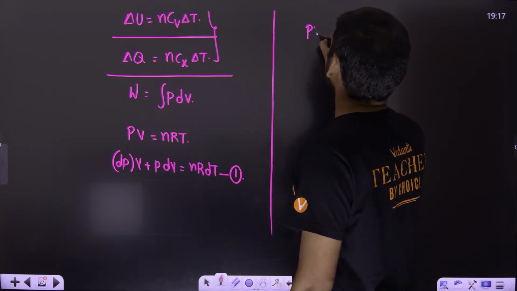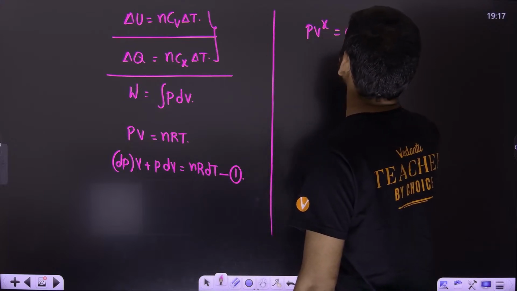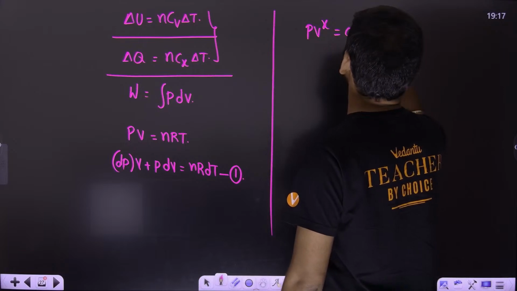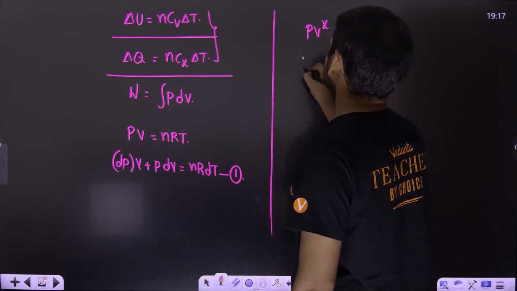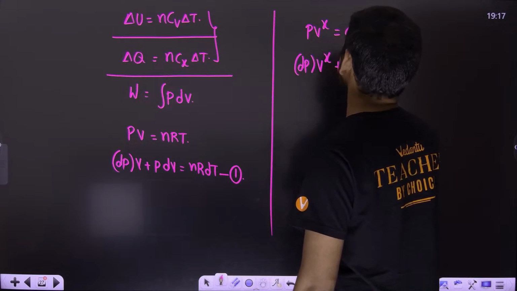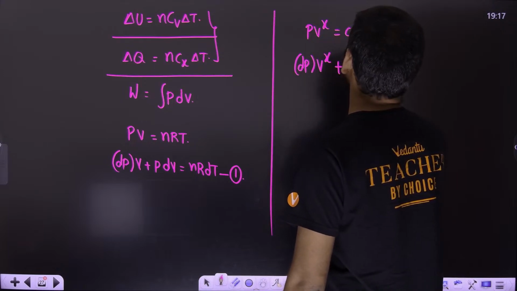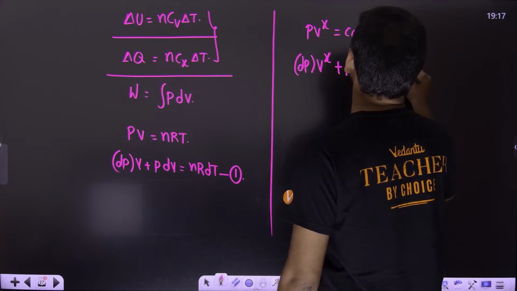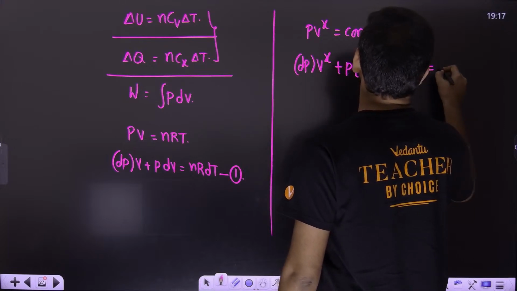So we have PV power X is equal to constant. So differentiate this one. So dP into V power X plus P into X V power X minus 1 into dV is going to be equal to what? 0.